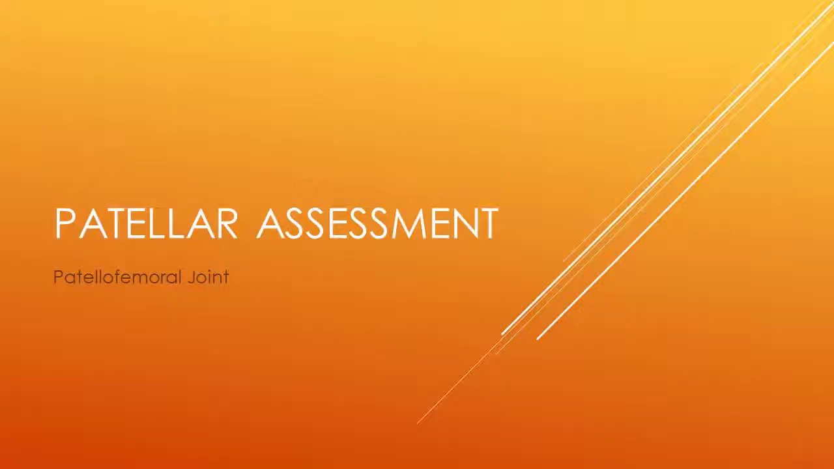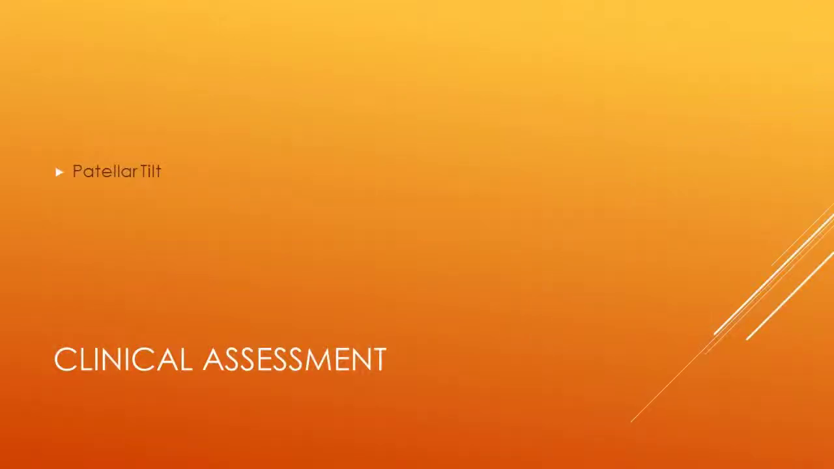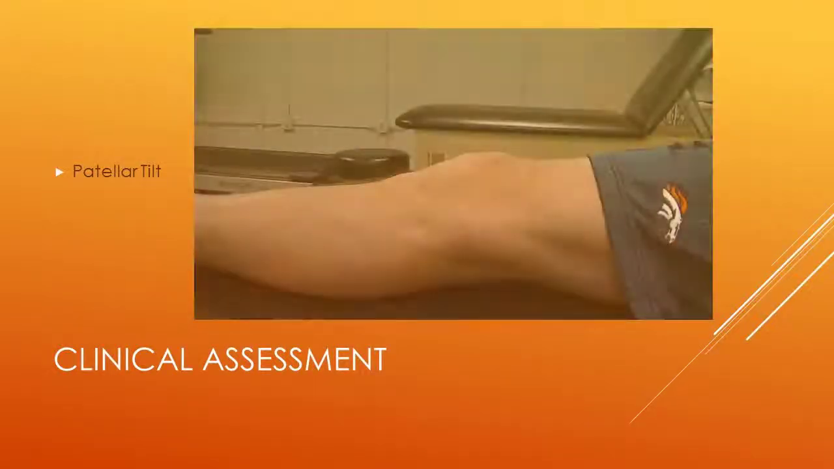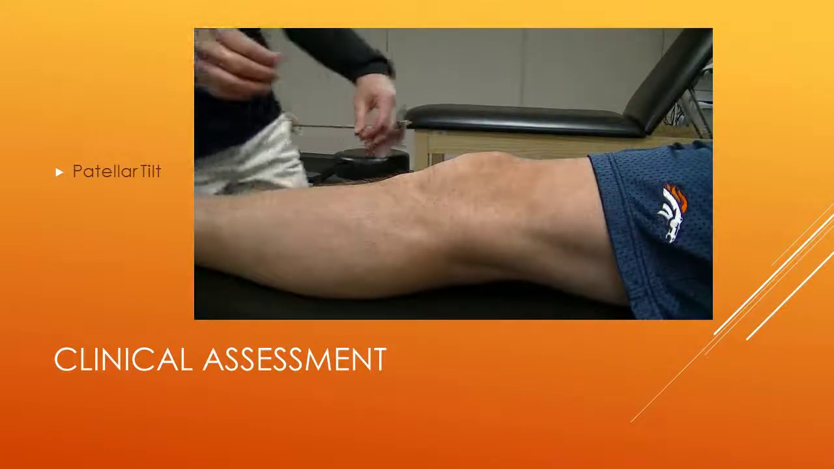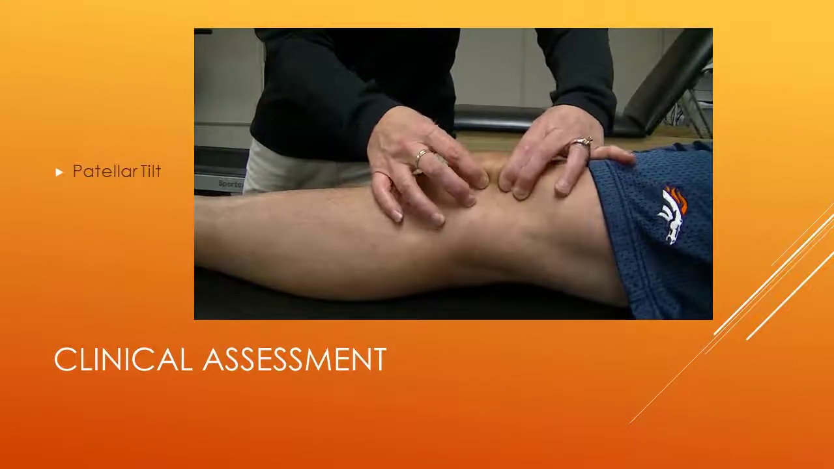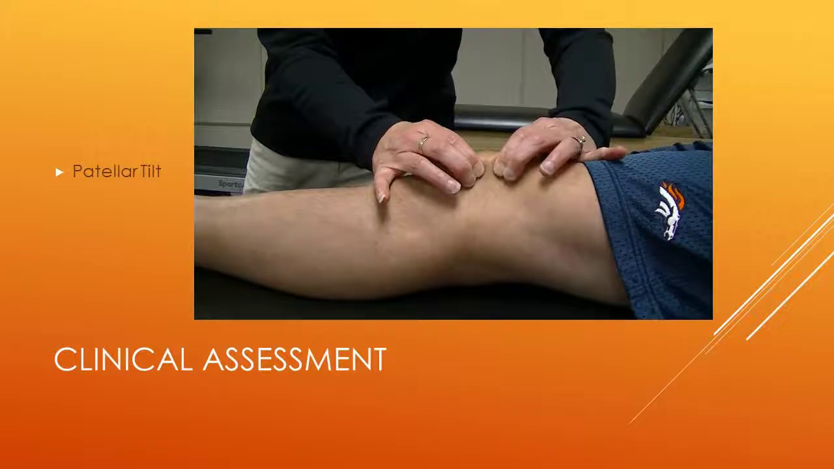The clinical assessment of patellar tracking consists of 3 tests. The first is the patellar tilt test. The test position consists of the knee extended and the quads relaxed. The actual test is to raise the lateral border of the patella. A normal patella will raise between 0 and 15 degrees.